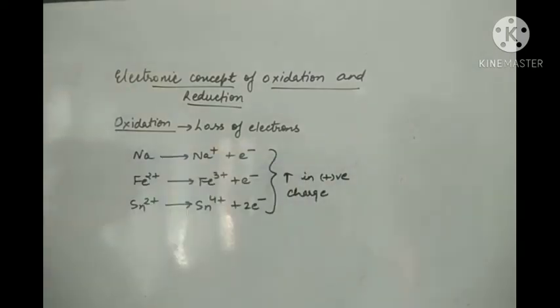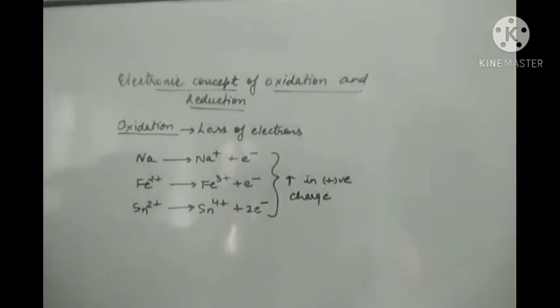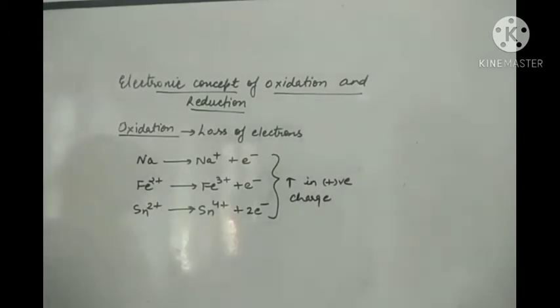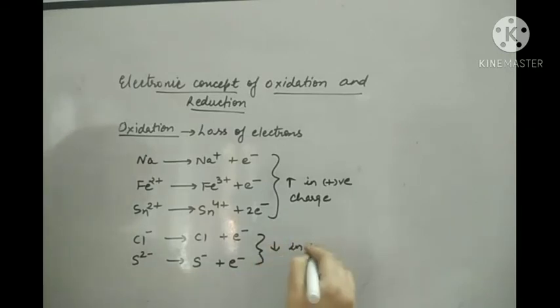Sometimes the electrons are lost from a negative ion also. Suppose Cl minus is there, it changes to Cl by losing one electron. Suppose S2 minus is there, it loses one electron and changes to S minus. So what happens because of this loss of electron? There is a decrease in negative charge. So when the electron is lost, either the positive charge increases or the negative charge decreases.